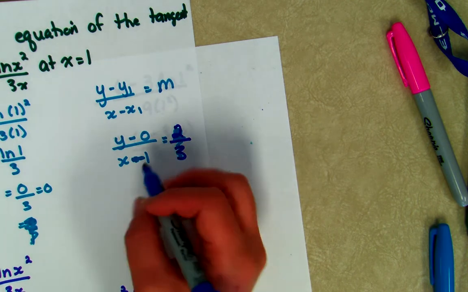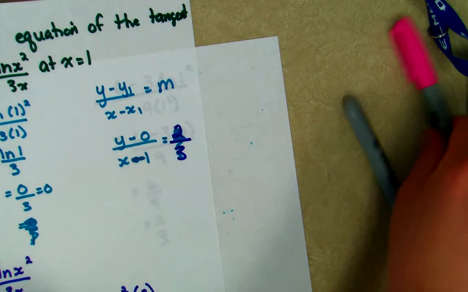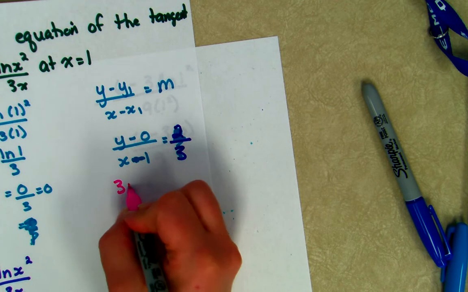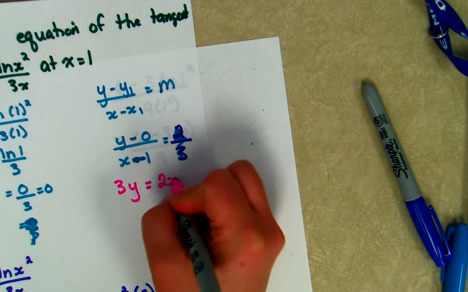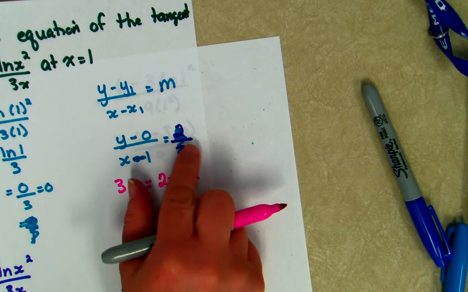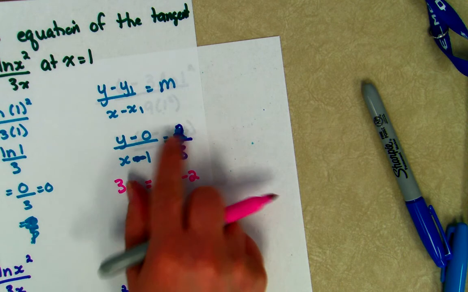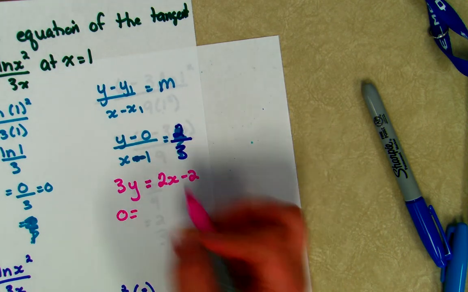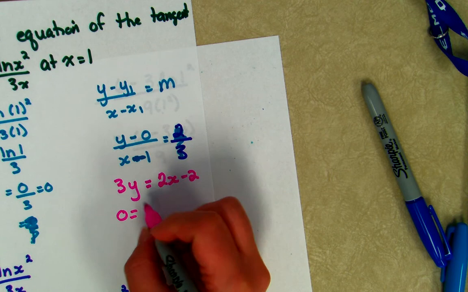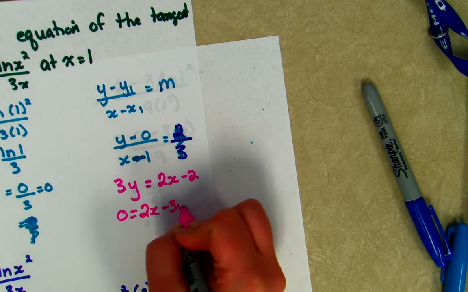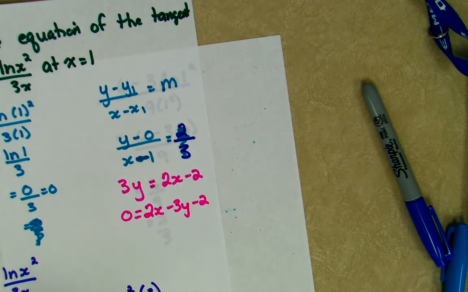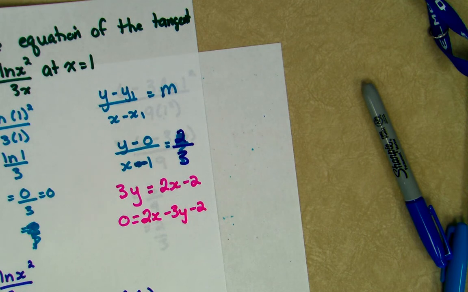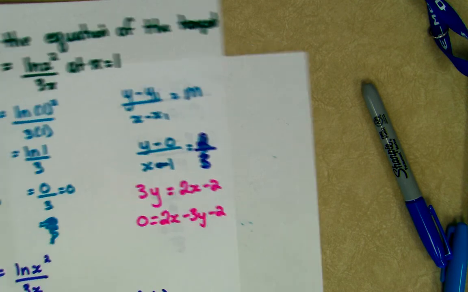I apologize that that's a little messy. I'm going to cross multiply to get 3y equals 2x minus 2. 3 times y, I don't need to do 3 times 0. 2 times x, 2 times negative 1. I'm going to write it in standard form. My x is already positive on the right-hand side, so I'm going to leave it there. And I'm going to bring the 3y over and put it in order. But there is the equation of our tangent.